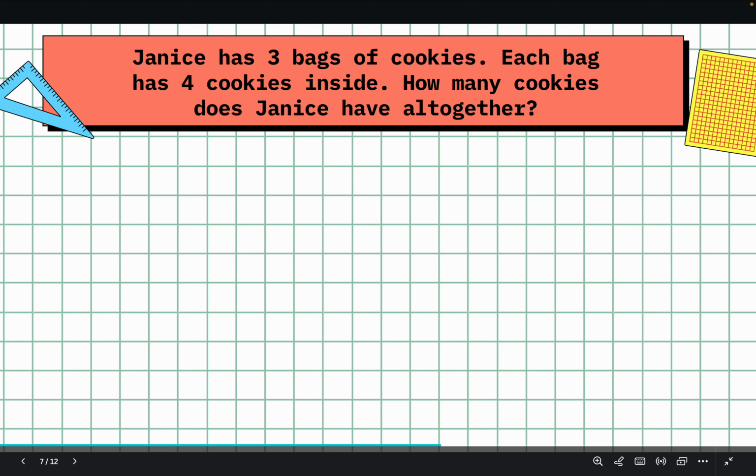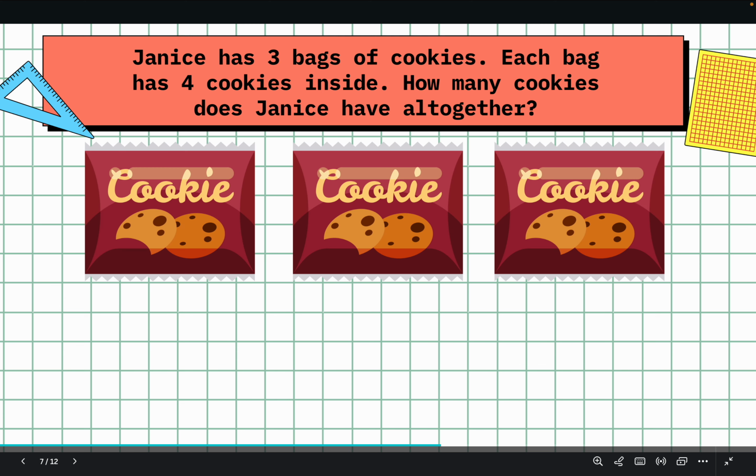We want to first consider the visual we could create to help us solve this problem. So we have 3 bags of cookies. Next, we know the word problem stated each bag had 4 cookies inside. So I also visually represent that.